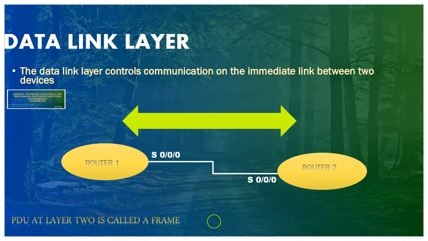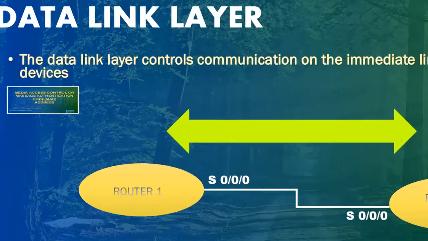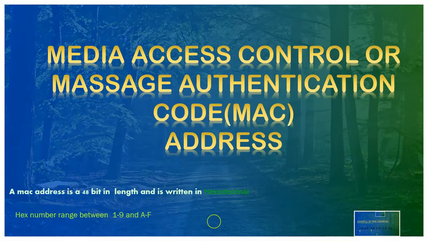But the data stream at layer 2 needs a source address from which the stream is sent, and a destination address to which the stream is sent. And the most common of these addresses is your media access control address, or your MAC address. Now, what does a MAC address look like? A MAC address is 48 bits in length and is written in hexadecimal.